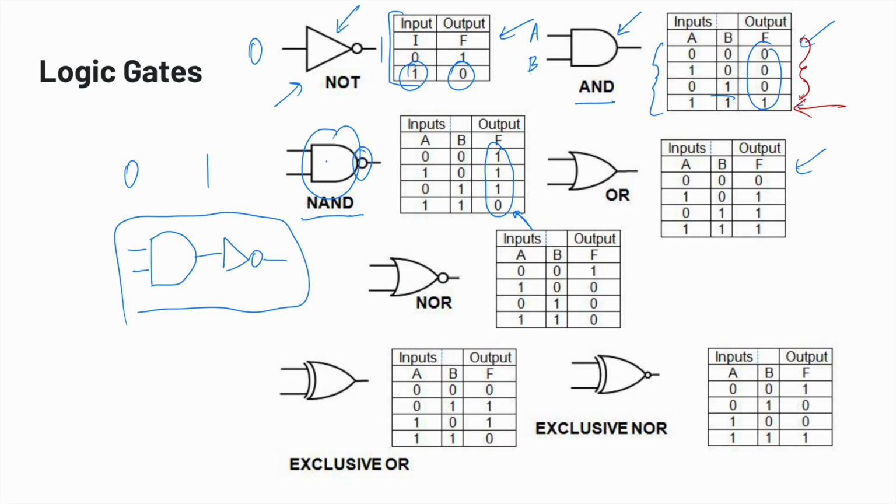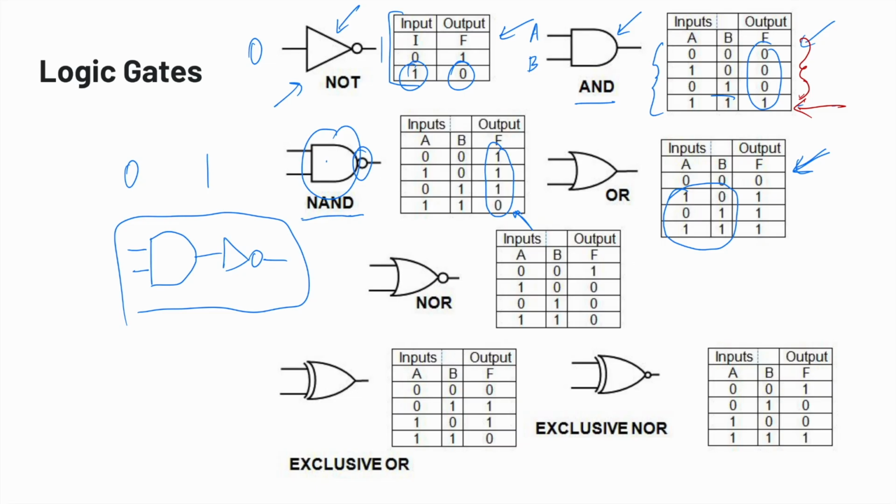Now, next we have the OR gate. Now, the OR gate is only going to give us a 0 if both inputs are 0. For any other input, we're just going to get a 1. So basically, if we have a 1 anywhere in our input, then our output's going to be a 1. In the AND gate, if we have anything but two 1s, then our output is going to be 0. So OR gate, if we have a 1 anywhere in our inputs, then our output's going to be a 1. Otherwise, we're going to have a 0.